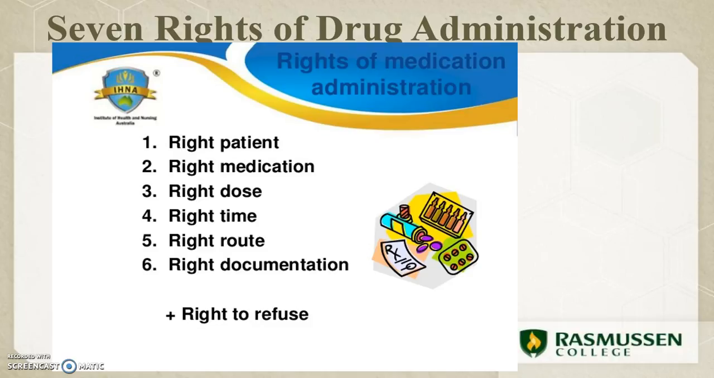The way that we can check if we have the right patient is making sure that we ask them for their name and their date of birth, and we can check that against the order. The right medication comes very easily if you're using the 3 befores. The right dose is making sure that you're verifying what you've drawn up or what you have in your medication cup compared to what the medication order is.